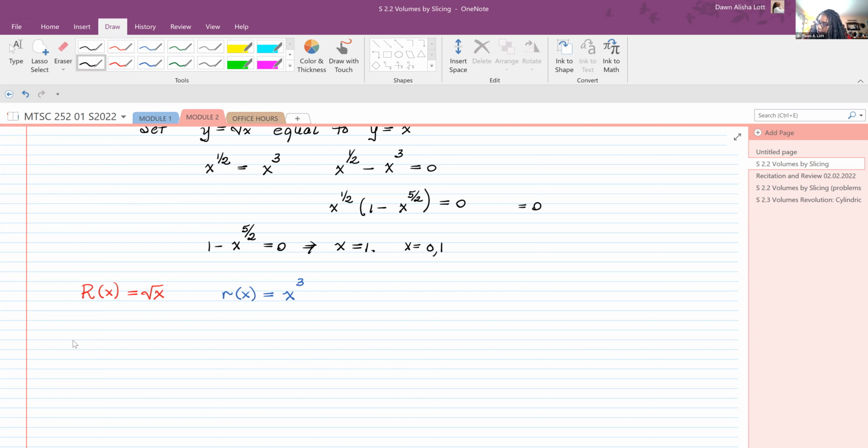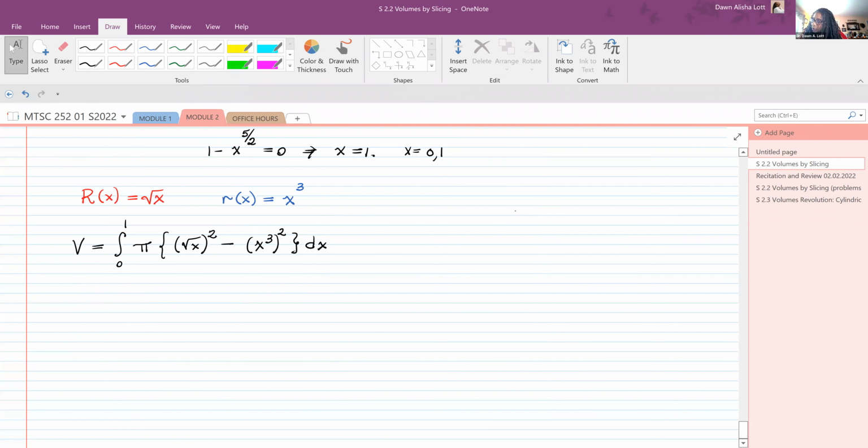So now we're ready to do it. It is the integral from 0 to 1 of pi times the square root of x squared minus x cubed squared dx. So this is equal to pi, the integral from 0 to 1 of x minus x to the 6 dx.